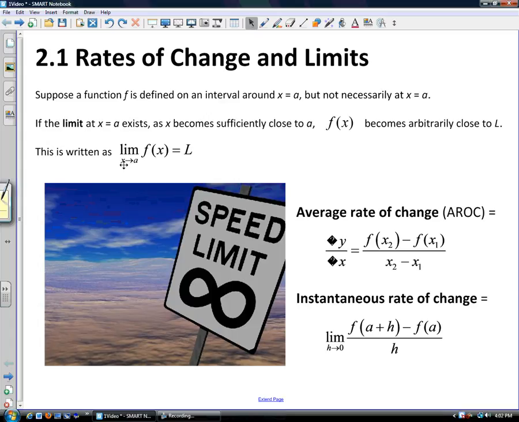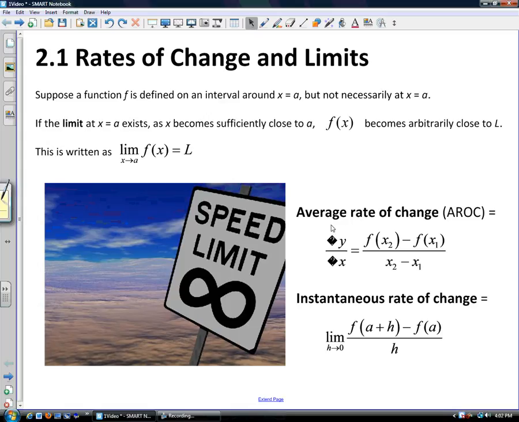So down here we have what your x values are doing. They're getting closer and closer to a. Then the limit equals whatever your y value is approaching. So you can see here the limit of your f of x values, which are your y values, equals L. It doesn't necessarily get to it. Sometimes it does, sometimes it doesn't, but that's what its limiting value is, L.